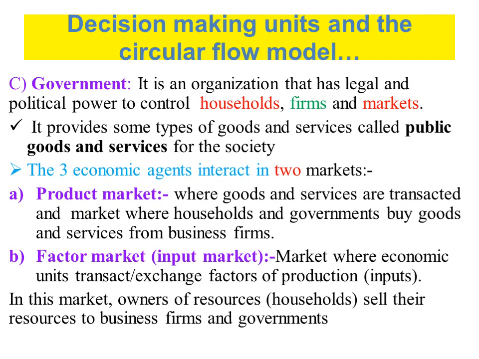The 3 economic agents interact in 2 markets. We have product markets and the factor market, or input markets. Under the product market, where goods and services are transacted or exchanged, households and the government buy goods and services from the business farm. This is the product market.